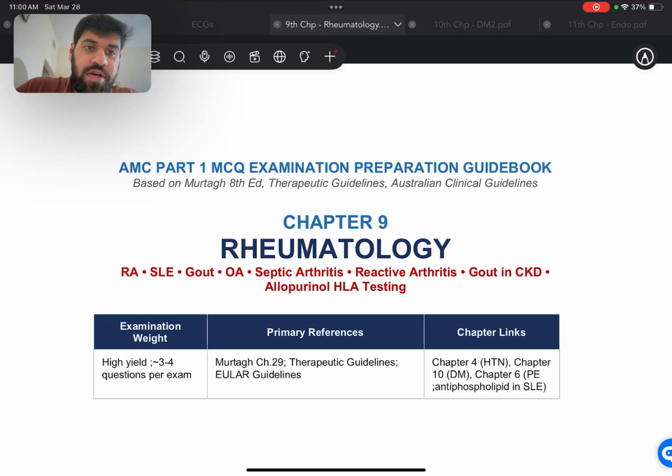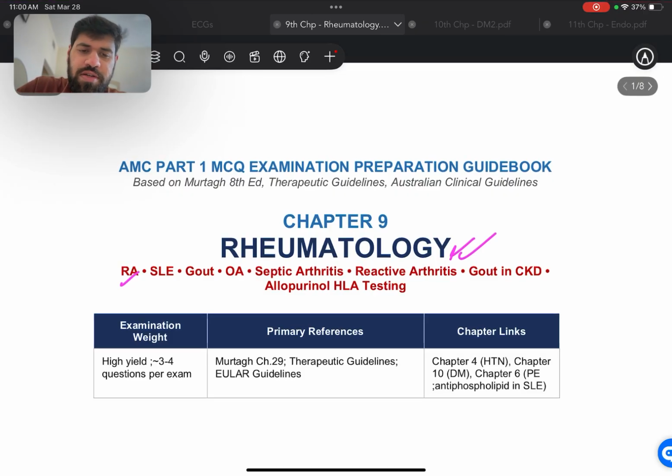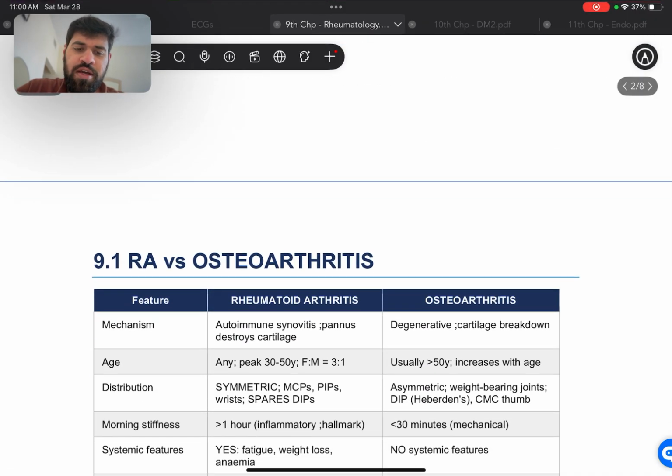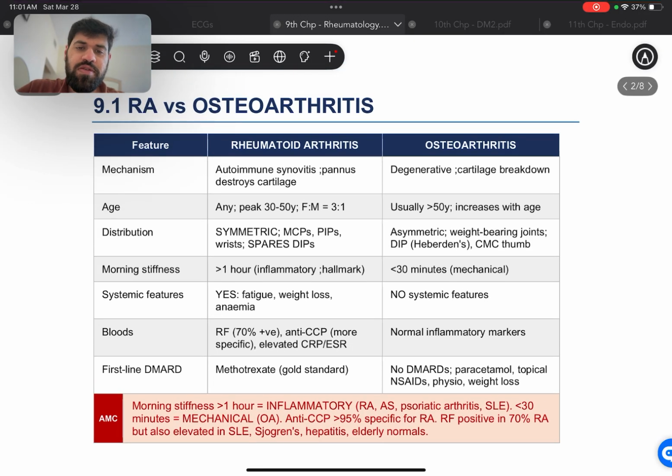Hello guys, welcome to the ninth chapter, and the ninth chapter is going to be about rheumatology. We're going to cover RA, rheumatoid arthritis, SLE, gout, OA, septic arthritis, reactive arthritis, gout and CKD, and allopurinol HLA testing. So we have a lot of high yield topics within this one rheumatology chapter, and I tried to keep it very concise so that it's easier to memorize, easier to compare, and easier to know which diagnosis to go for and which test to use for them, and then what are the actual presentations.